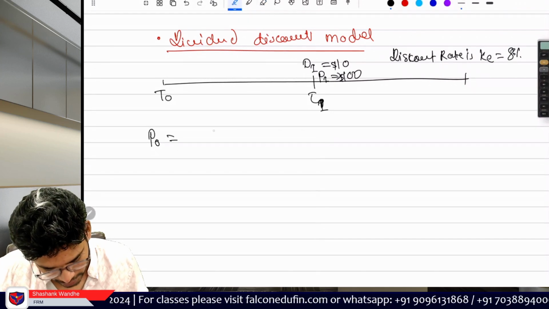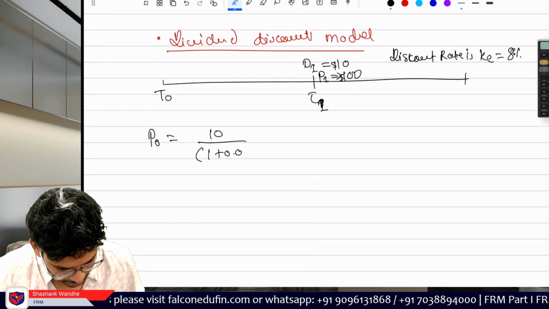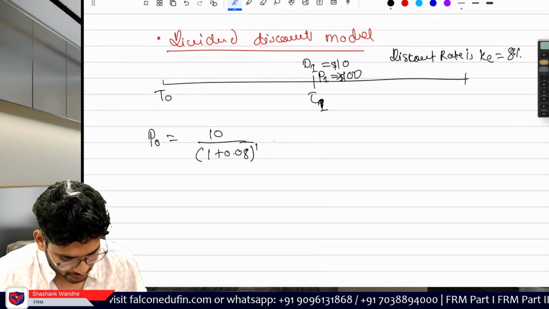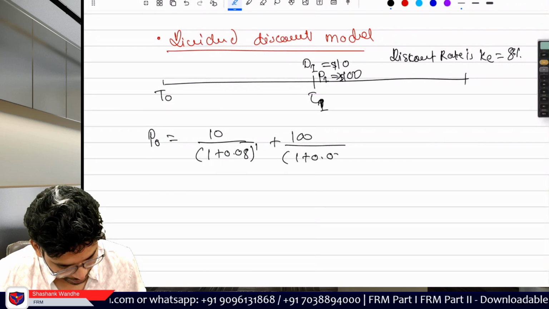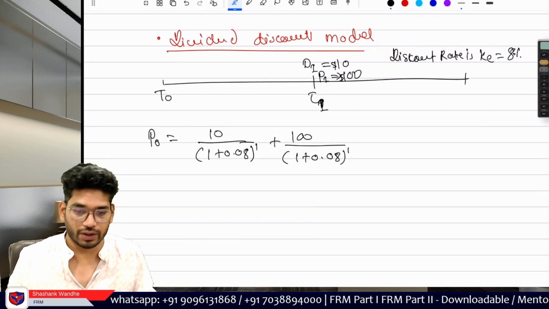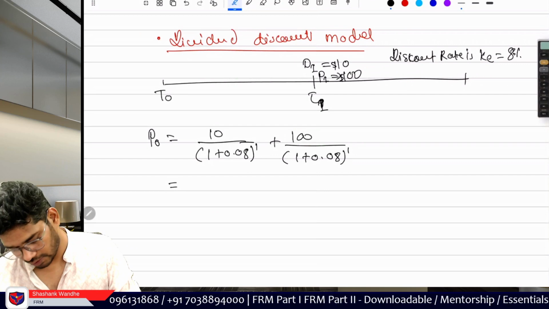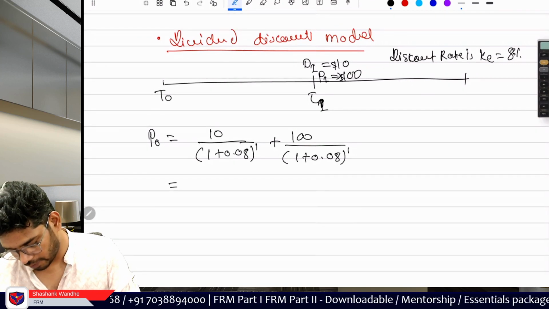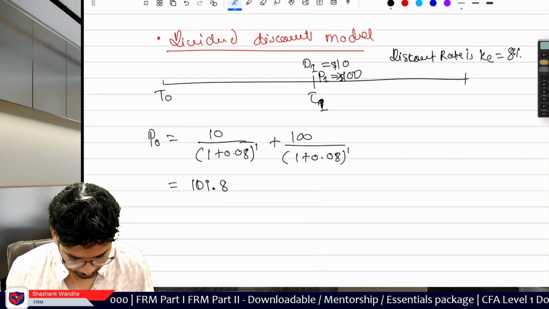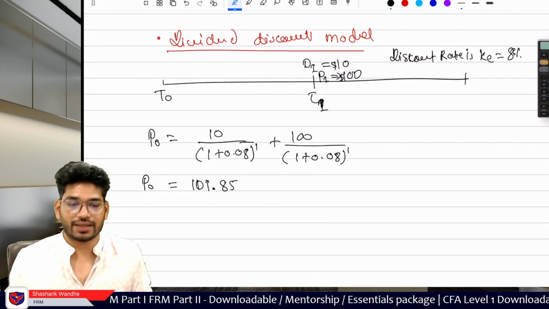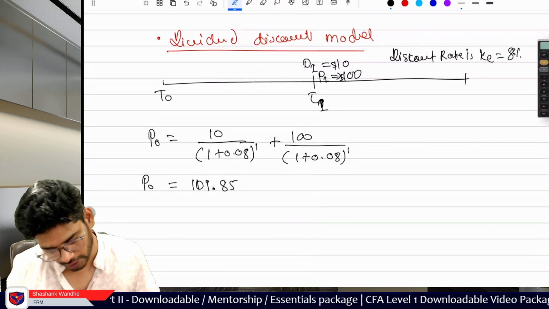So the dividend is 10. We will discount it. So 1 plus 0.08 to the power 1, because this is a 1 year discounting. And we will also discount the terminal cash flow, 1 plus 0.08 to the power 1 only, because this is again for the 1 year. So if you simply solve this, 10 plus 100 is 110 divided by 1.08, 101.85 is the share price today. That's it. So this is a dividend discount model. You are discounting dividends, so that's why this is a dividend discount model.